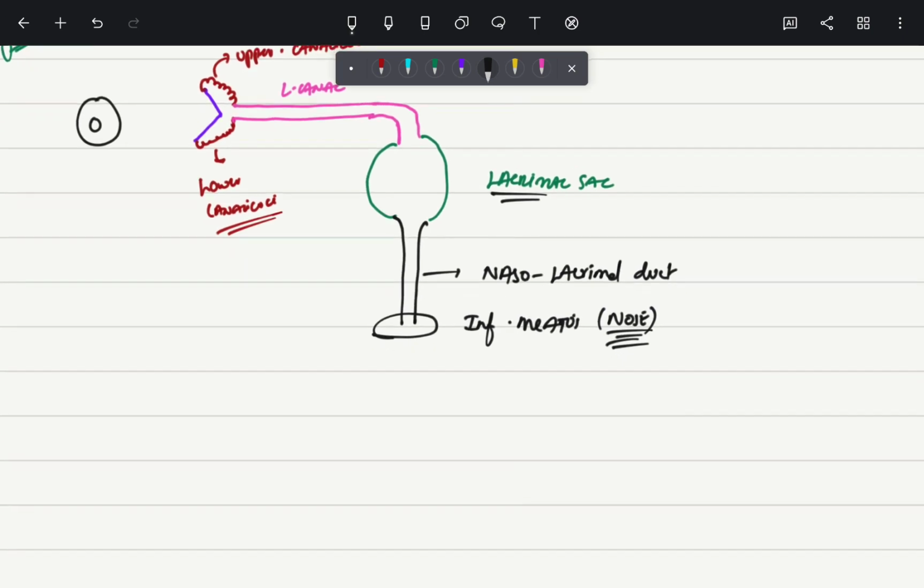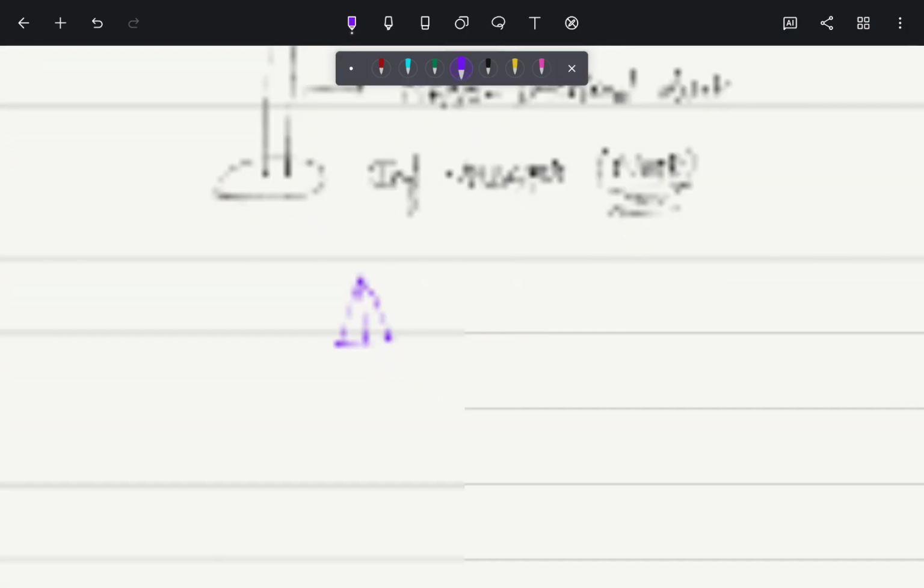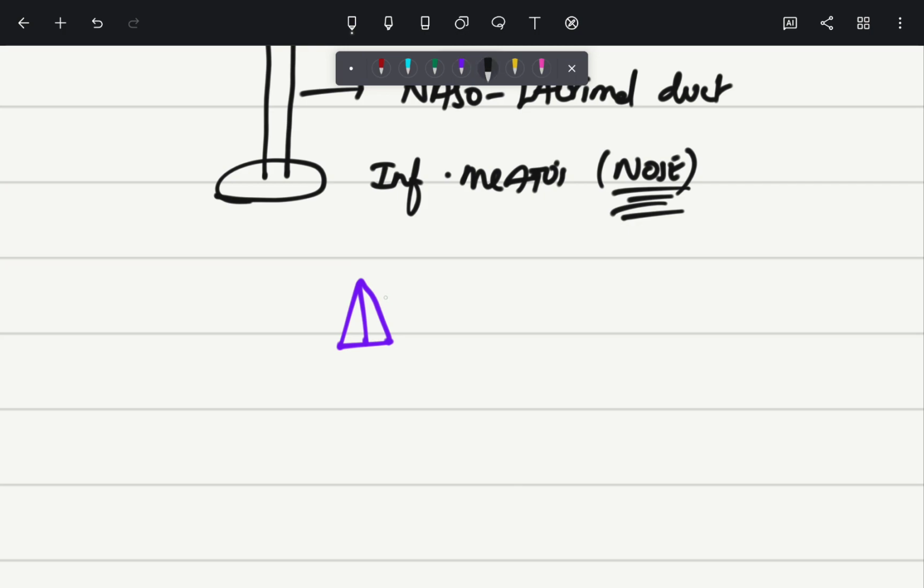duct. I already talked in the previous sessions that suppose this is the nose. The nose is going to have three meatus: superior meatus, middle meatus, and the inferior meatus. So the nasolacrimal duct is going to get opened into the inferior meatus. The nasolacrimal duct opens into the inferior meatus of the nose.